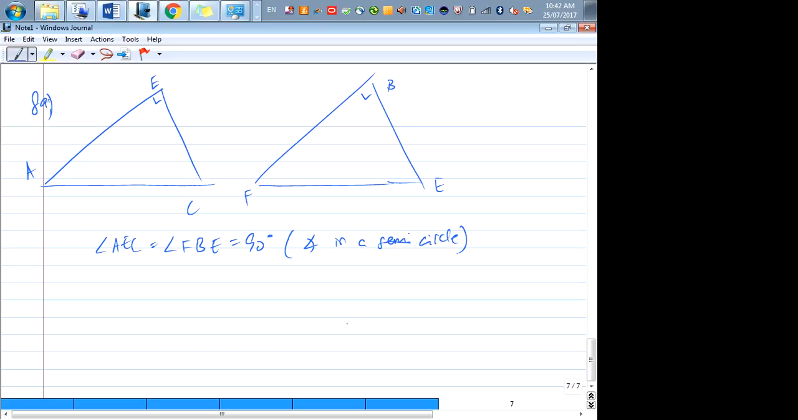Hypotenuse. Okay, where is the hypotenuse? Must be AC and FE. So that is what we are trying to prove next. AC, is it equal to FE? Yes, and why do we say so? Yeah, both of them are diameters of two circles with the same radius. Okay, and this is our hypotenuse.